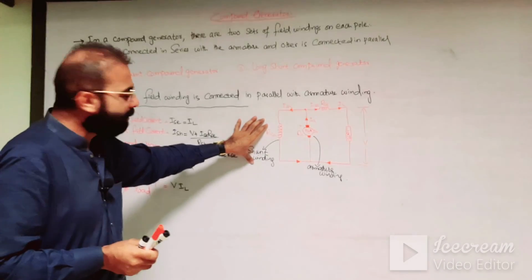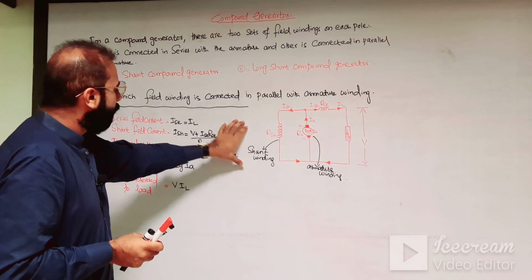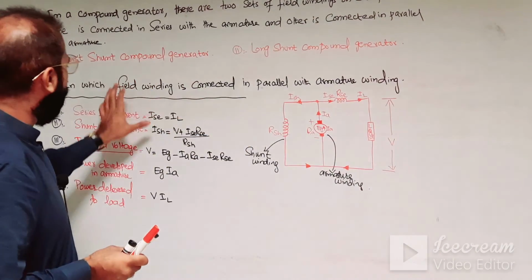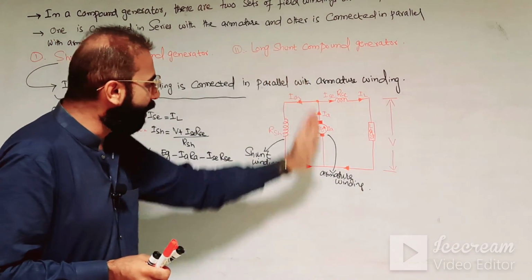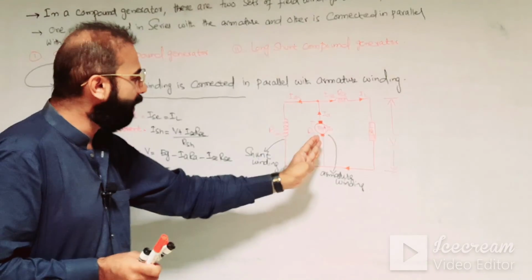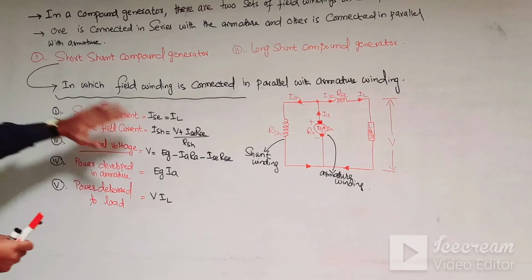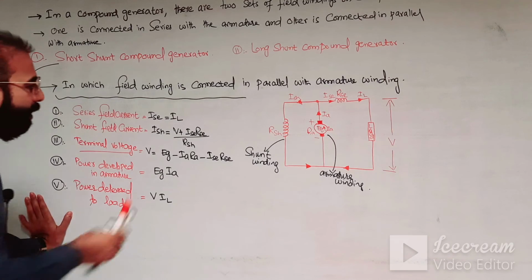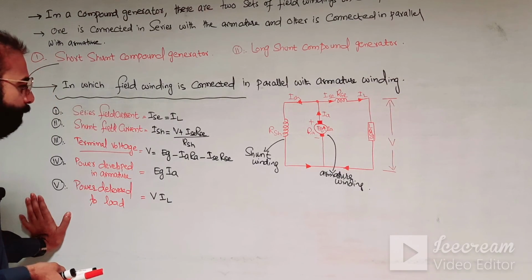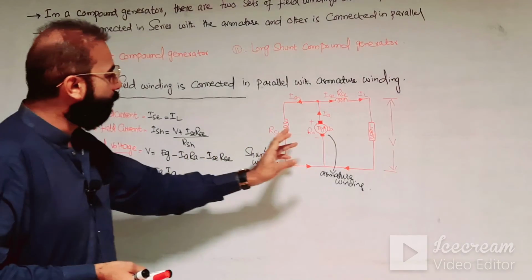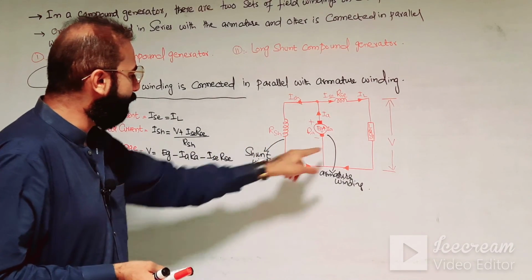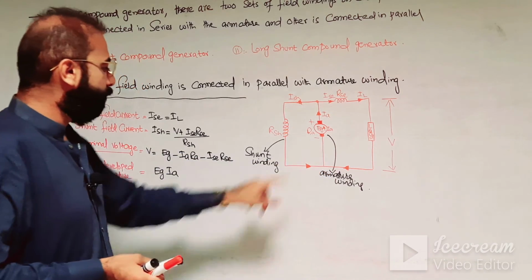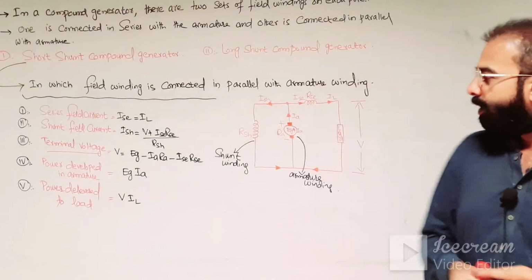So again I am going to repeat this, that the short shunt compound wound generator is the type of self excited DC generator in which the field winding is connected in parallel across the armature winding. So here we have written some mathematical formulas related to the short shunt compound wound generator. In a short shunt compound wound generator, as you can see, this is the shunt field winding and this is the armature winding, and both are connected in parallel to each other. So this was the short shunt compound wound generator.